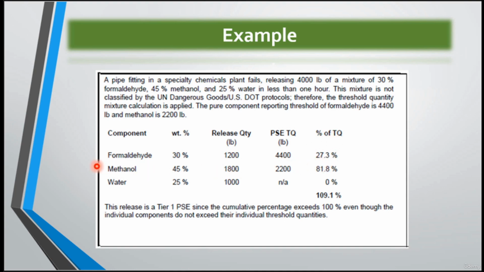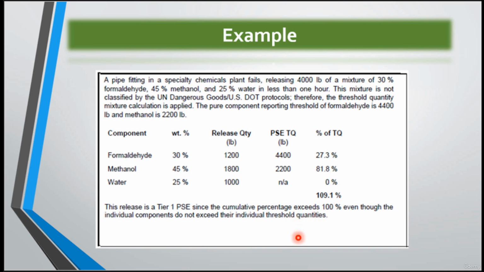Regarding the methanol, the weight here is 45%, and the release quantity is 45% of the 4,000 pounds, so it will be 1,800 pounds. The threshold quantity for tier 1 level 6 material is 2,200 pounds. Then you have a percentage of threshold quantity which is 81.8%. Regarding the water, regardless of the released amount, it will not constitute any value because we are talking here about the anhydrous component, which is the dehydrated component. So you will have the summation of 109.1%, and this is of course a tier 1 process safety event. Okay, I hope it's clear.